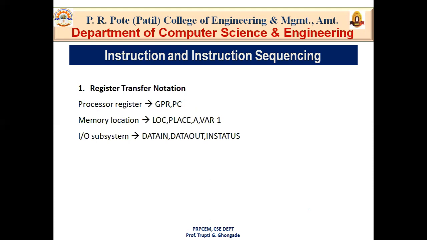To transfer data between processor and register, for the processor we use syntax like GPR, that means R0, R1 up to Rn, the number of registers. These are the general purpose registers, and PC, the program counter. To denote memory locations, we use predefined names such as LOC, that is location, place. A stands for accumulator and variable. And for the IO system, we use syntax such as data in, data out, and in status.